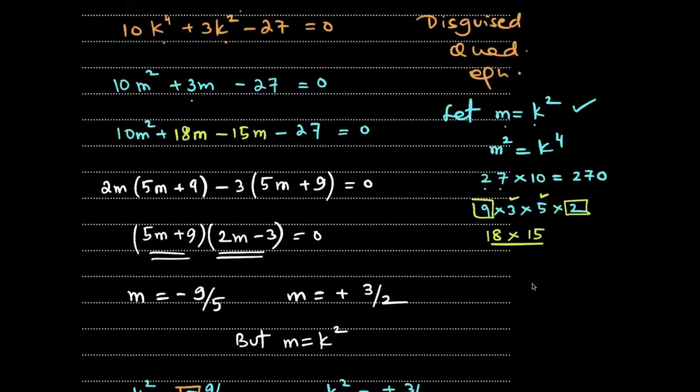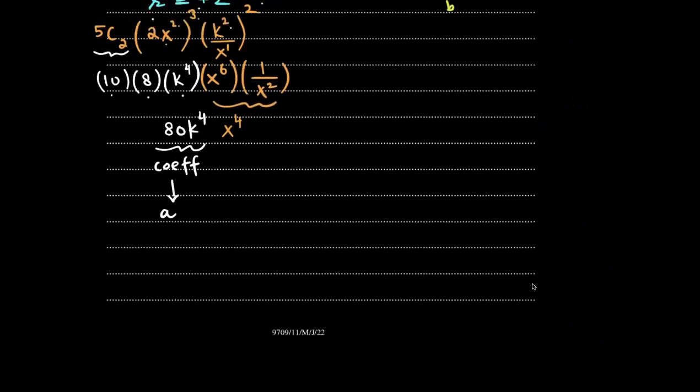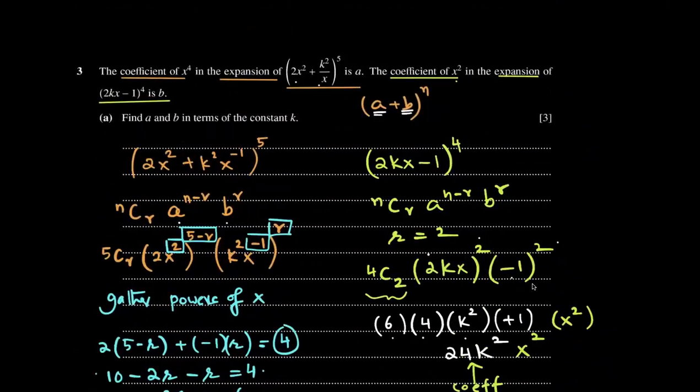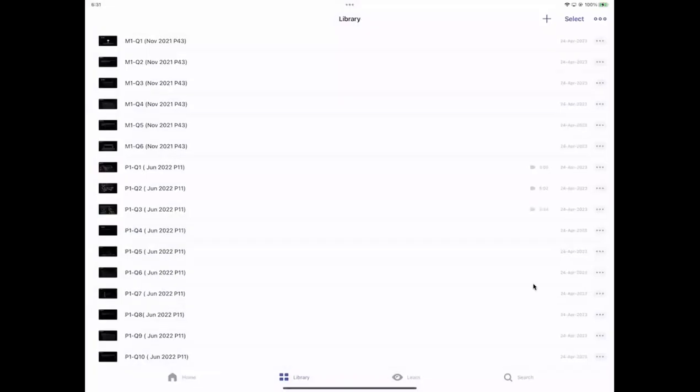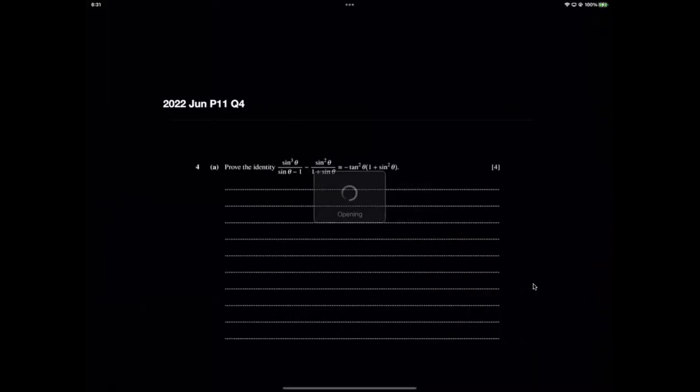So this was a question regarding binomial that ended up in a quadratic equation, a disguised quadratic equation, and we completed this in approximately 8.5 minutes. So now 3 questions are down. Let's move on. So let's move to the 4th question.